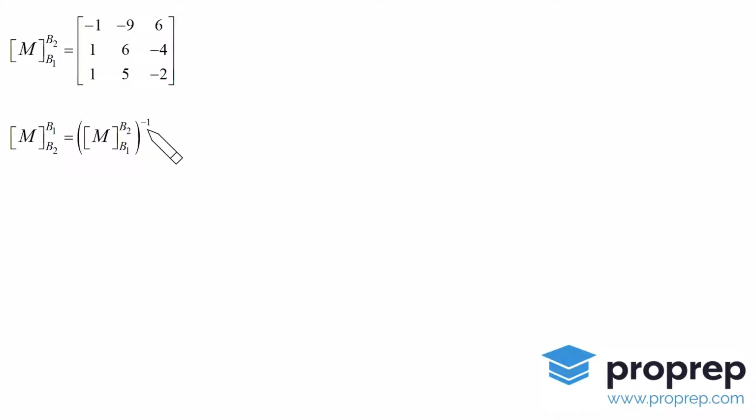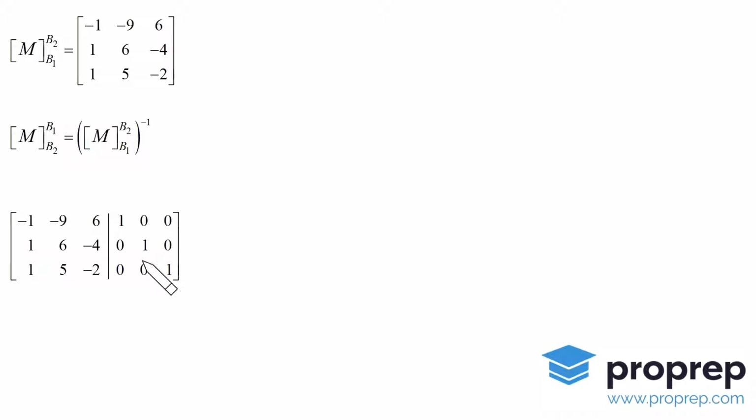Minus 1 means inverse. And the standard technique is to take this matrix, and alongside it we put the identity matrix with a separator, a kind of augmented matrix. And what we want to do is to do row operations until on the left side we get the identity, and what we have left on the right will be the inverse.